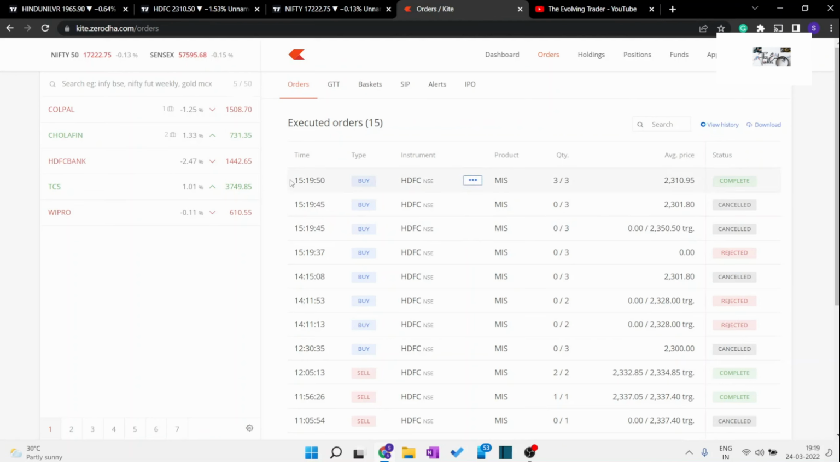So at 319, you can see I exited my trade, as after 320 it automatically starts squaring off. So in the fear of getting my quantity squared off automatically, I exited at the price I got, which is 2310.95, and my target was 2301.85.